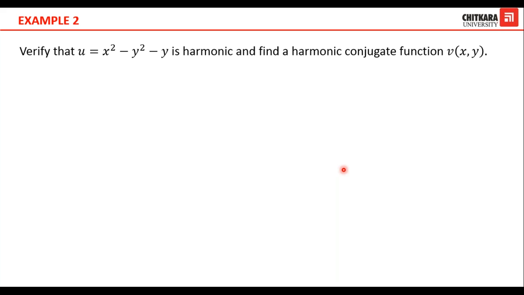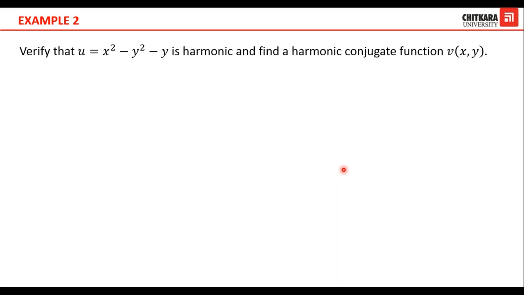Verify that u is equal to x squared minus y squared minus y is harmonic, and find a harmonic conjugate function v of x, y. So I've changed u. The question remains the same, right? Let's revise again. What was a harmonic function? It was that function which satisfies the Laplace equation and which has continuous second order partial derivatives.